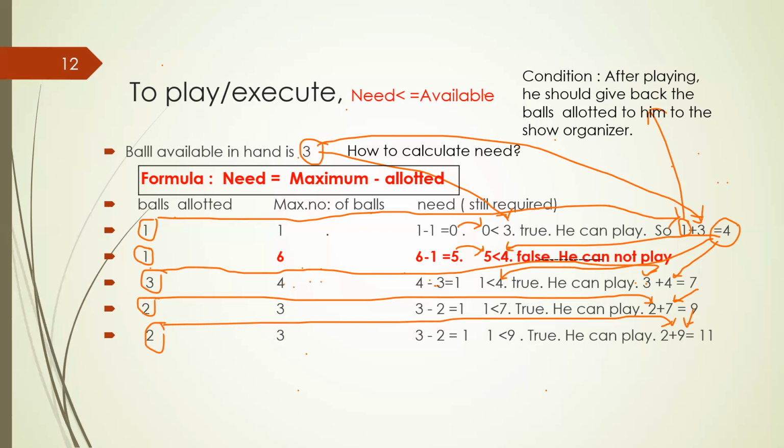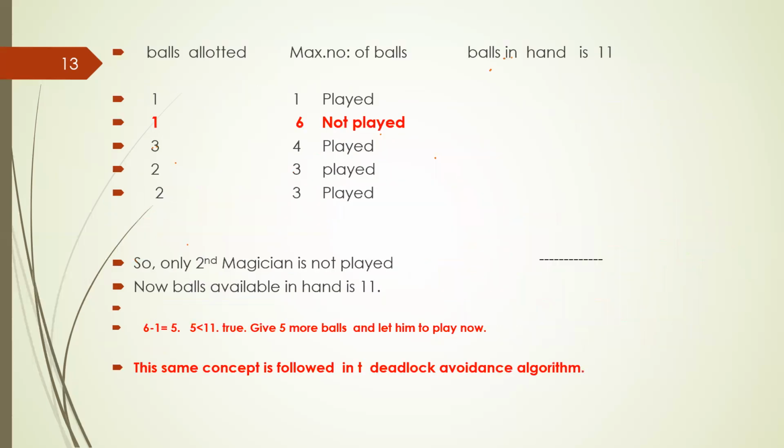Go to the last magician. Number of balls allotted to him is 2. Maximum number of balls 3. What's the need? 3 minus 2, 1. So 1 less than available balls 9. True. So he can play. Then after playing, he has to give back the balls allotted to him. So 2. The balls remaining in hand is 9. 2 plus 9, 11. So the maximum number of balls available is 11.